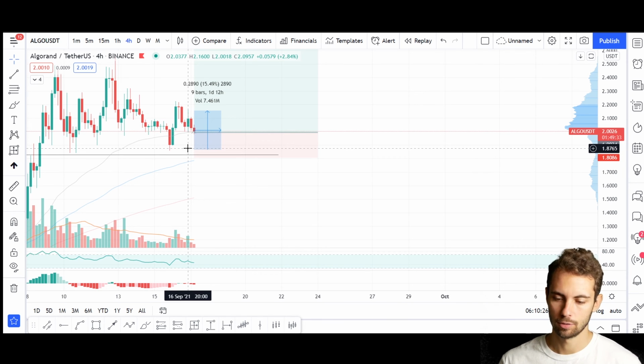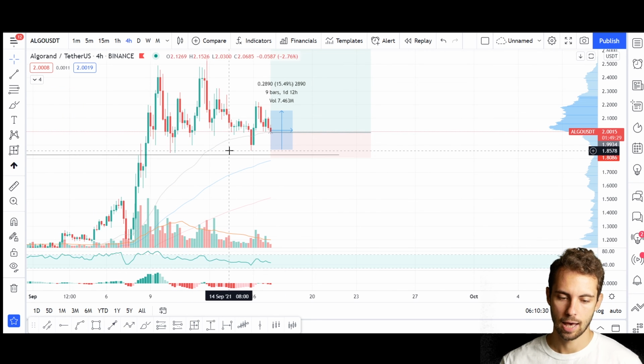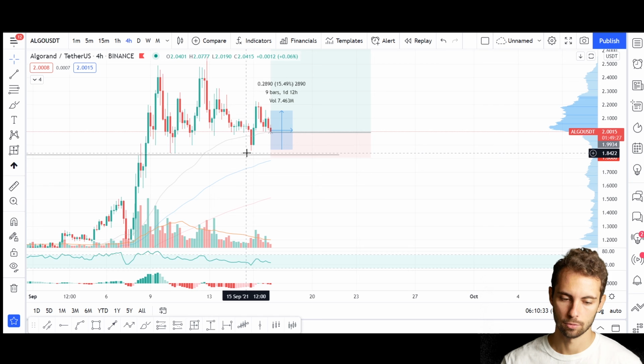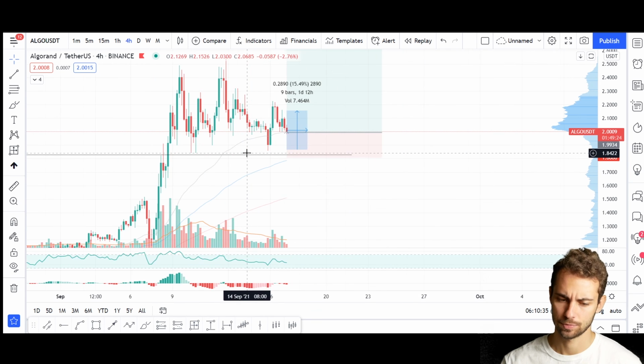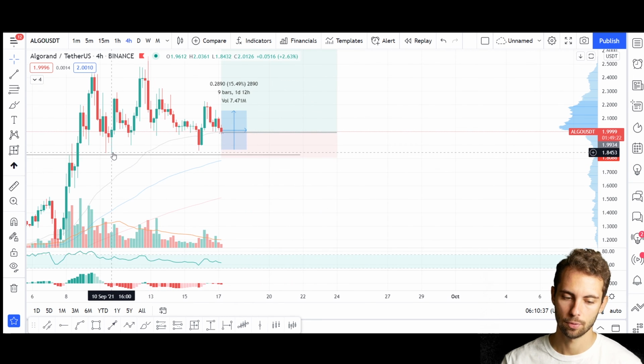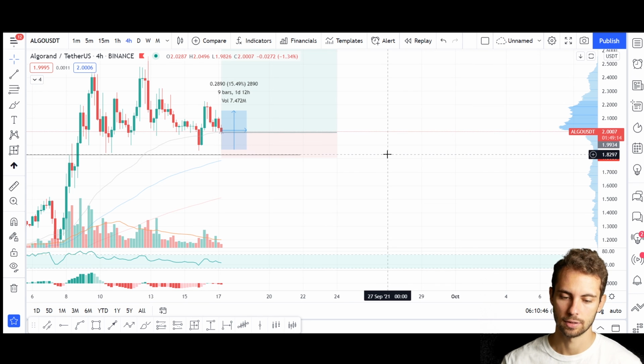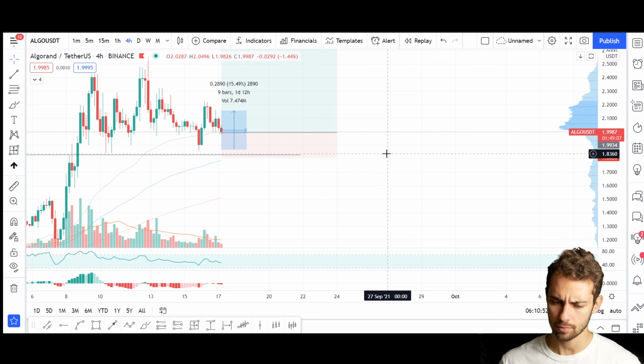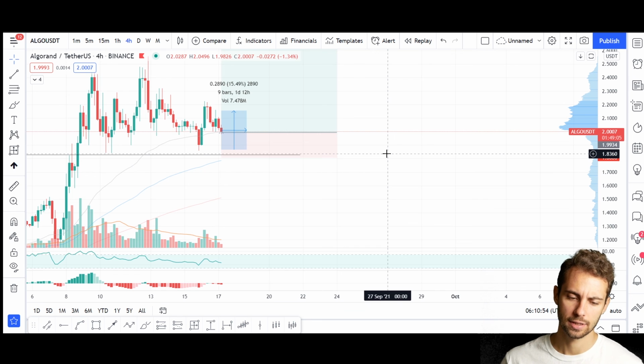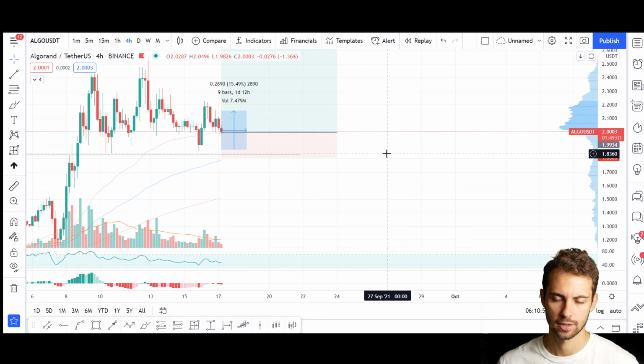Right now, just remember about risk management. If the price gets lower, below these recent lows of 1.84, I would bet this asset to get even lower, below this line of 1.83 that was previously a resistance, right now becoming a support.